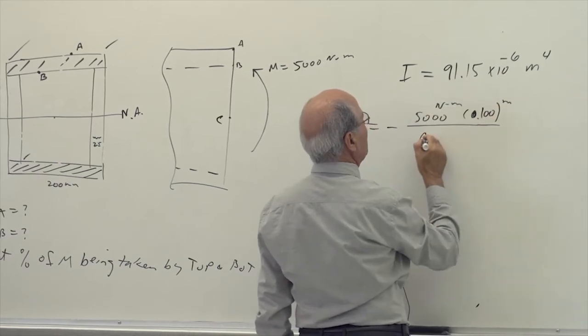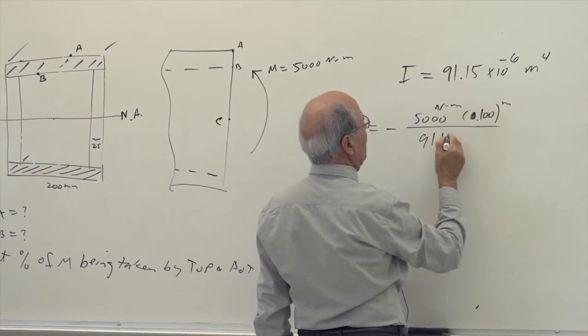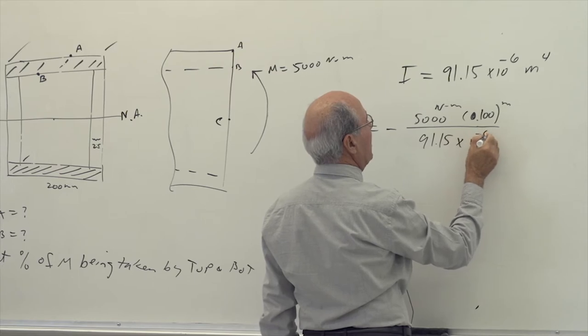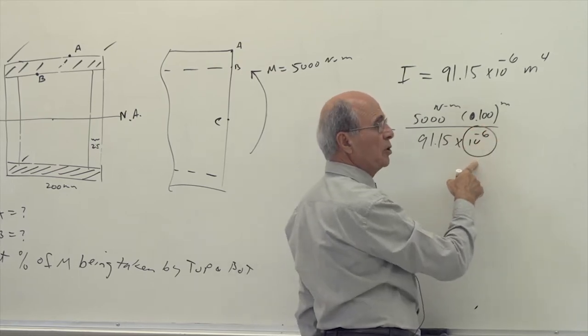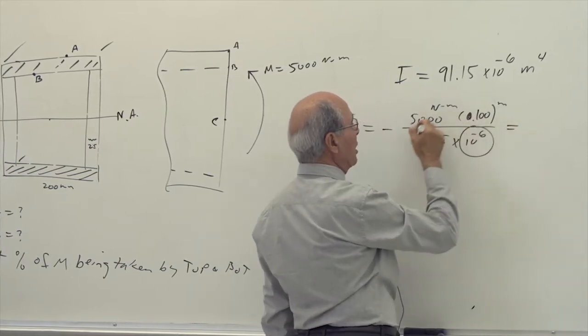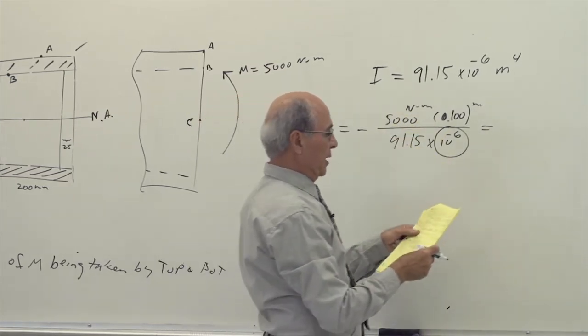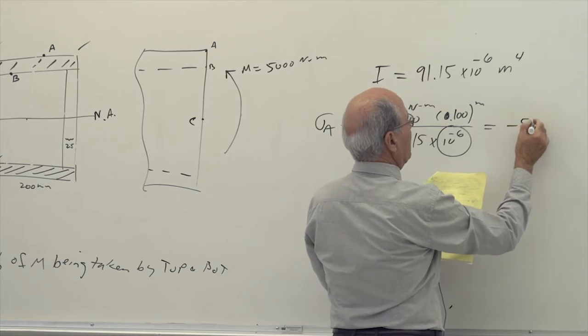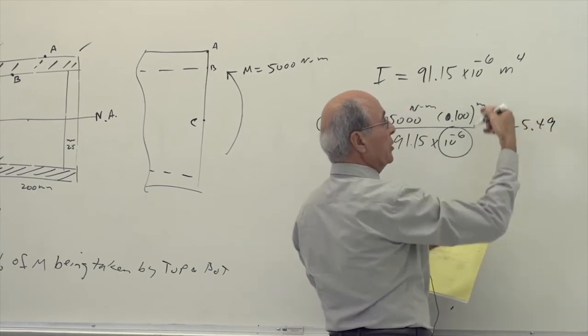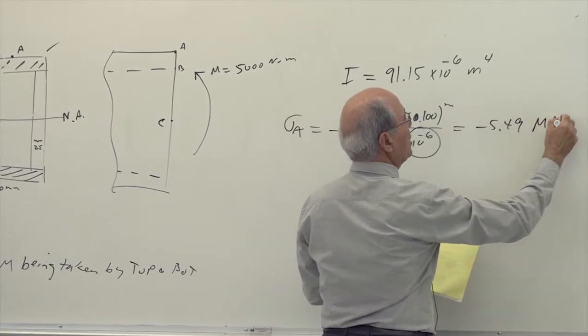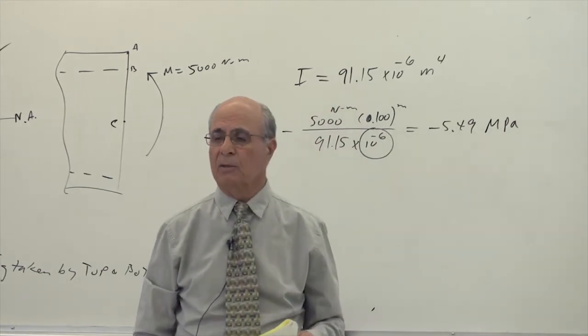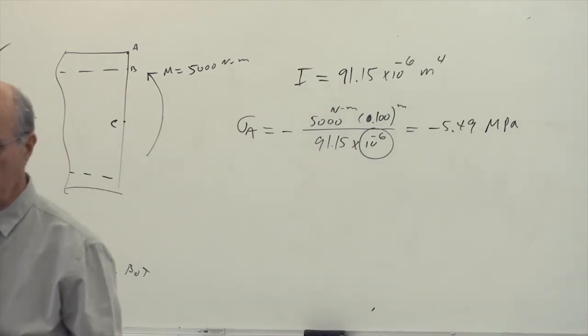divided by I, which is 91.15 times 10 to the power of minus 6. I said keep this for your mega: multiply this three and divide by this two divided by that one. So you get minus 5.49. This goes to the numerator and becomes your mega. So it becomes that many megapascal, or that many times 10 to the power of 6.